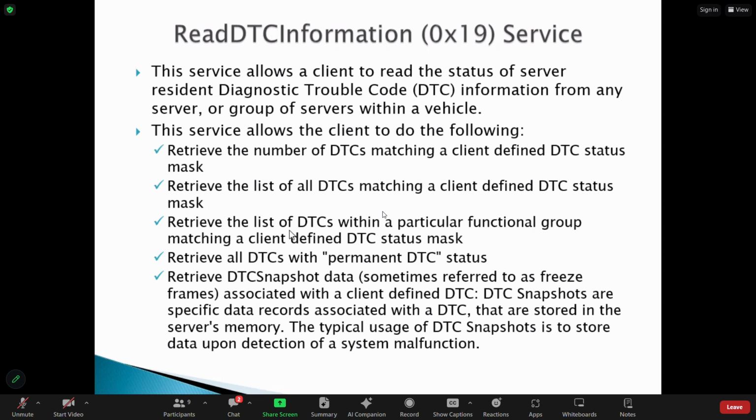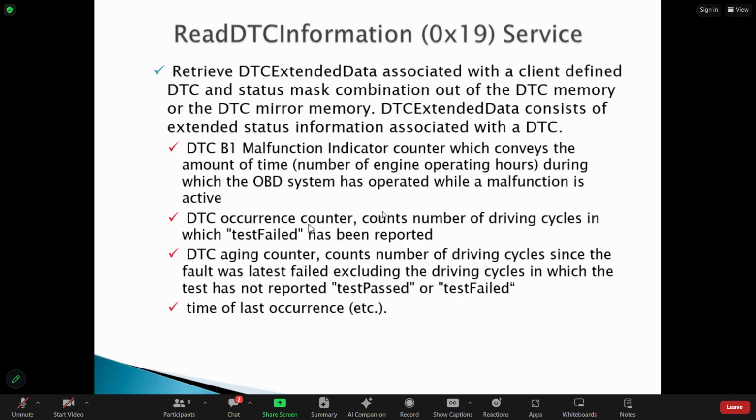Okay, fine. Then we'll go to next. So, retrieve DTC extended data associated with a client defined DTC and status mask. So we can even retrieve extended data records also.